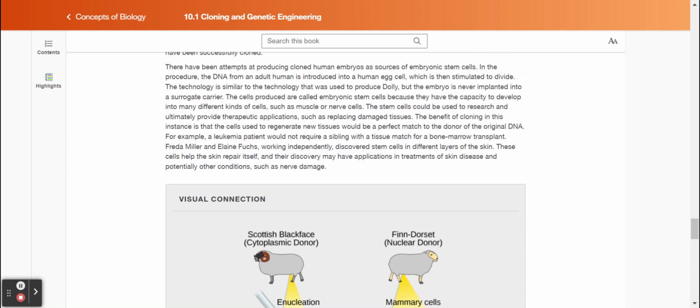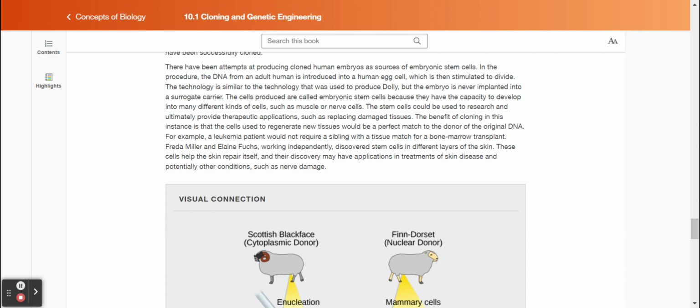There have been attempts at producing cloned human embryos as sources of embryonic stem cells. In the procedure, the DNA from an adult human is introduced into a human egg cell, which is then stimulated to divide. The technology is similar to the technology that was used to produce Dolly, but the embryo is never implanted into a surrogate carrier. The cells produced are called embryonic stem cells because they have the capacity to develop into many different kinds of cells, such as muscle or nerve cells.